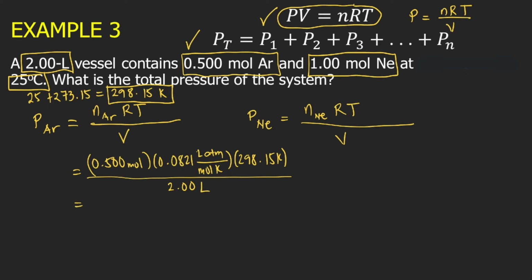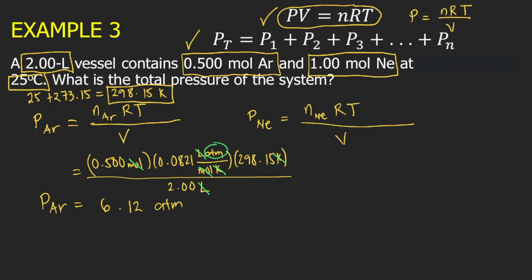If you see how the units will cancel out, moles will cancel, Kelvin will cancel, and then liters will cancel. So what is left is atm, which is the unit of pressure. And if you solve the partial pressure of argon, grab your calculator, that's 0.5 times 0.0821 times 298.15 divided by 2. And that is approximately equal to 6.12 atm. So that is the partial pressure of argon.